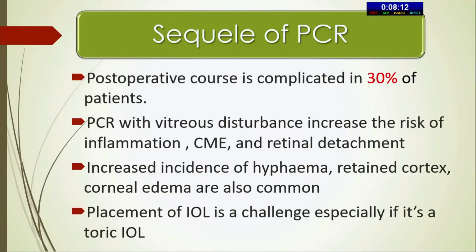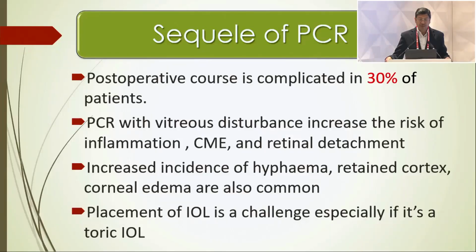Yeah. So the incidence of PC rent during surgery varies from 1 to 4% and depends on various factors which we will be enumerating. The patients who undergo cataract surgery, if they have a PC rent, there is a 30% probability of having a complicated post-operative recovery with incidence of post-operative inflammation, cystoid macular edema, retinal detachment, increased hyphema, cortex retention, and secondary glaucomas, corneal edemas are pretty high.